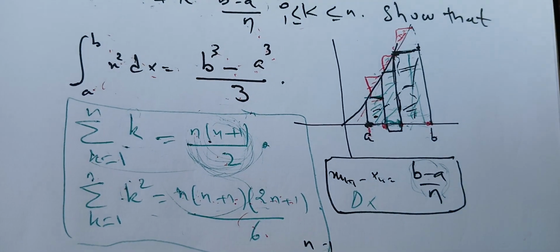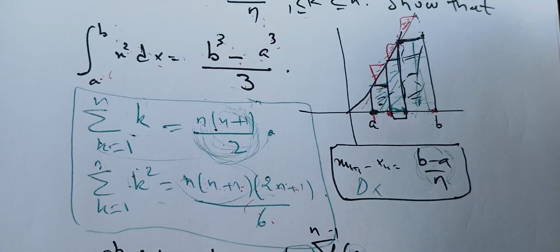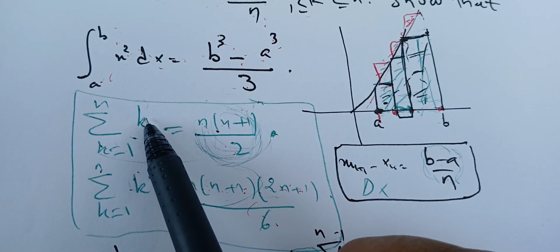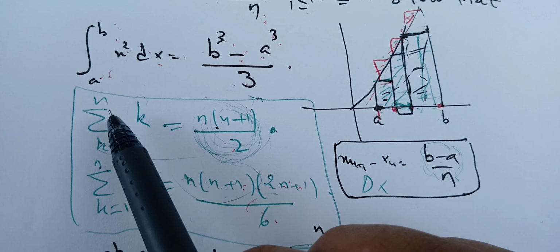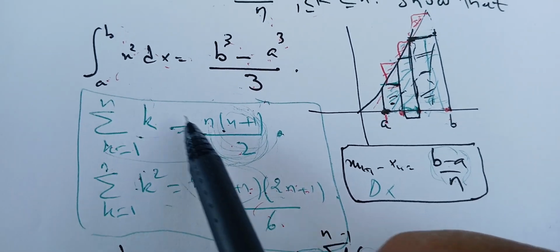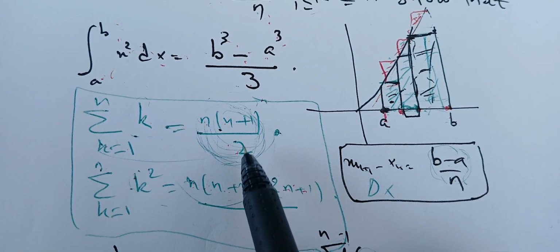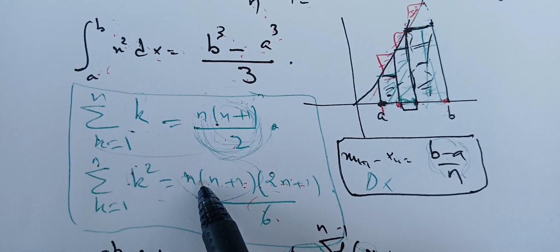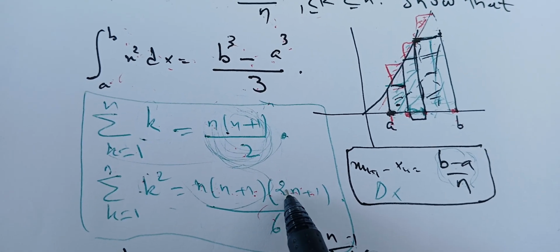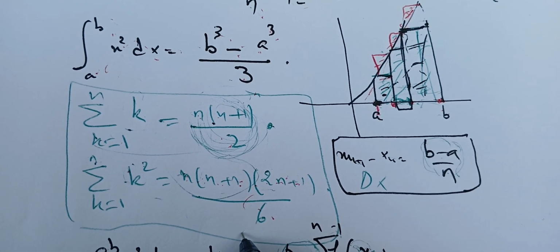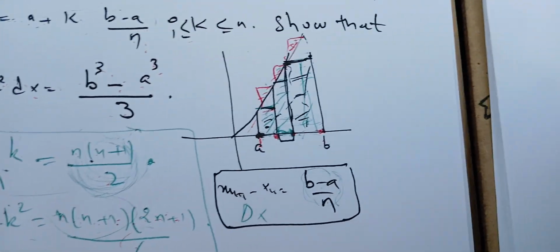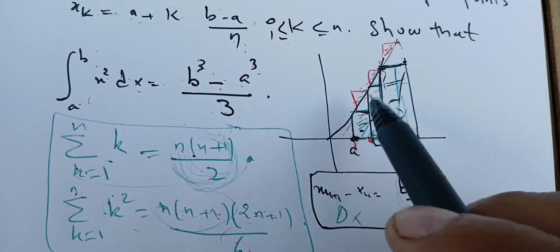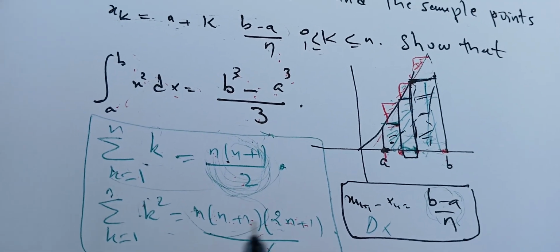The key idea here, and the facts that we're going to need, are the sum of the first numbers between 1 and n, which is n times (n plus 1) over 2, and the sum of the squares between 1 and n, which is n times (n plus 1) times (2n plus 1) over 6.